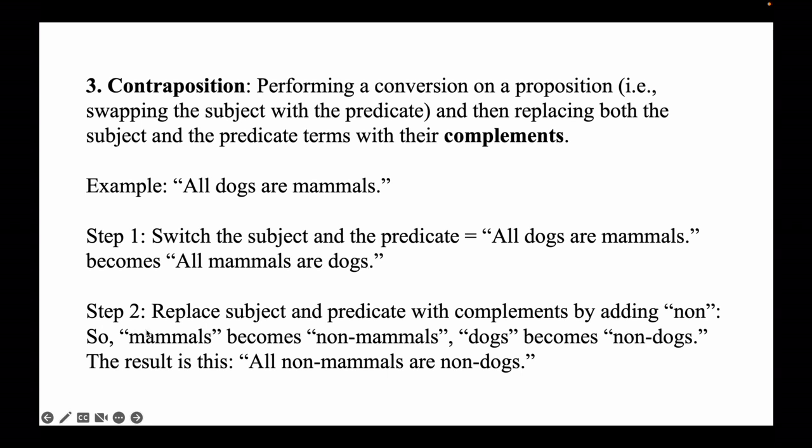Step 2, now we replace the subject and the predicate with complements by adding non in front of the words. Therefore, mammals becomes non-mammals and dogs becomes non-dogs. And the result of all dogs are mammals is all non-mammals are non-dogs.